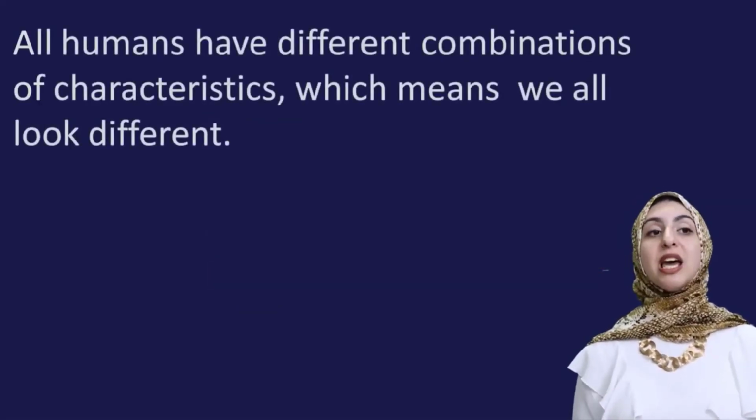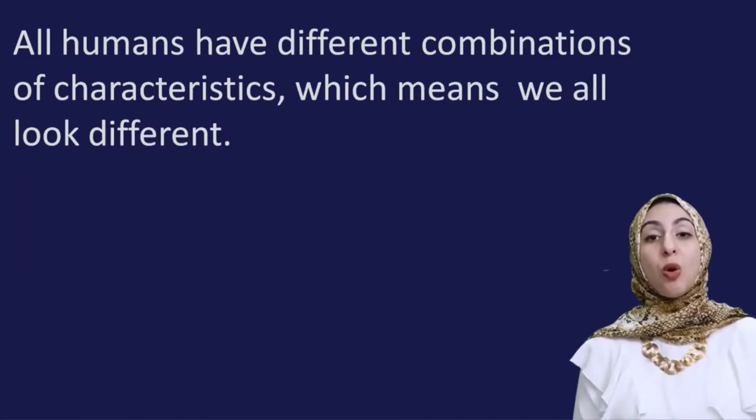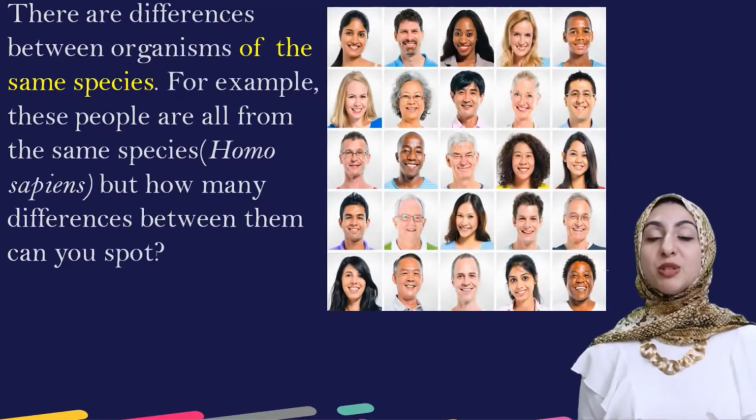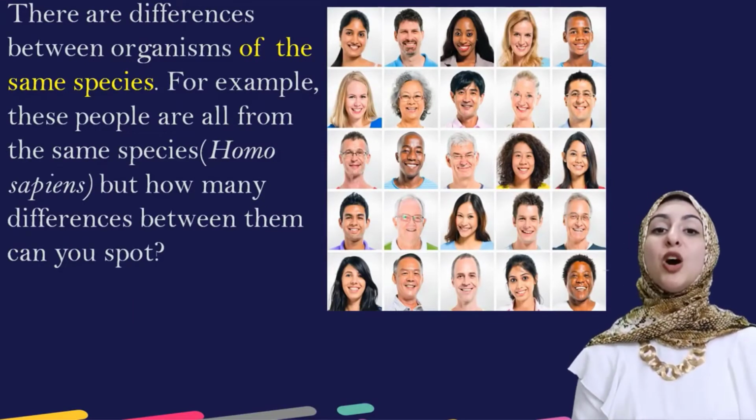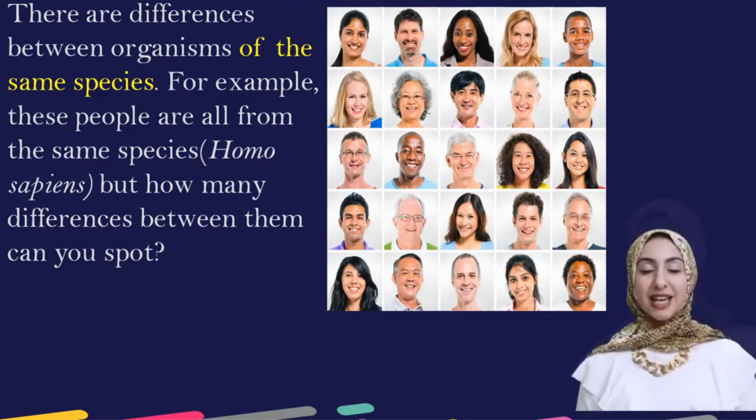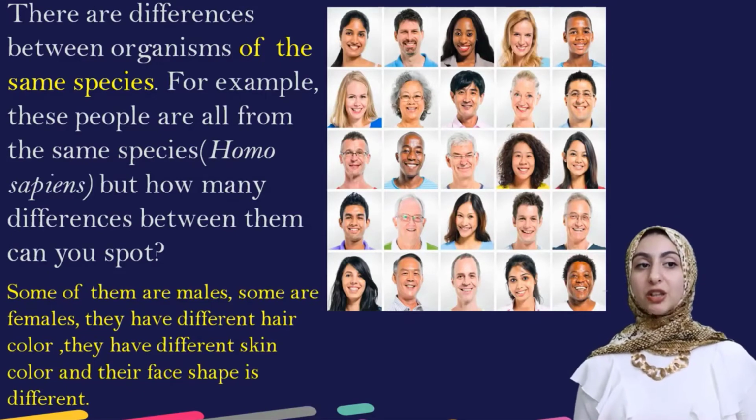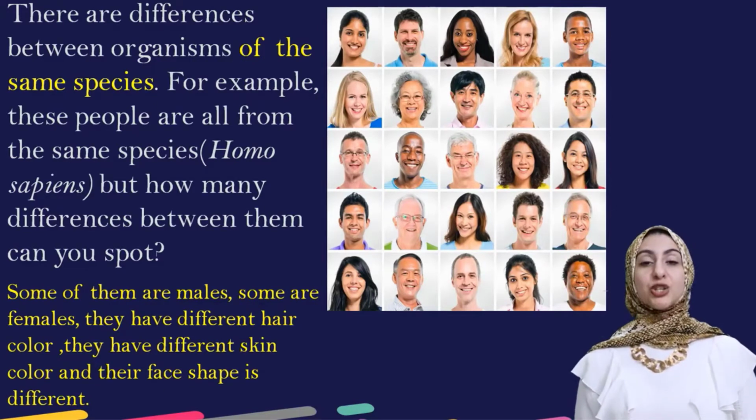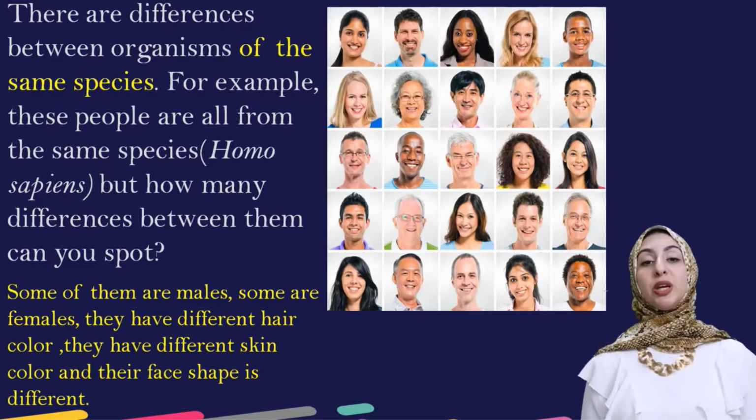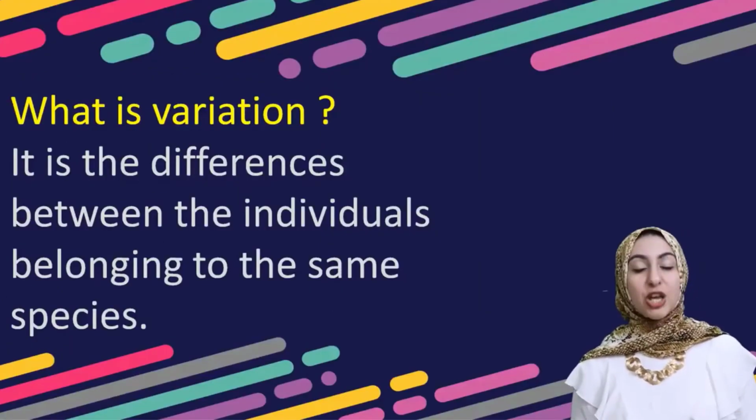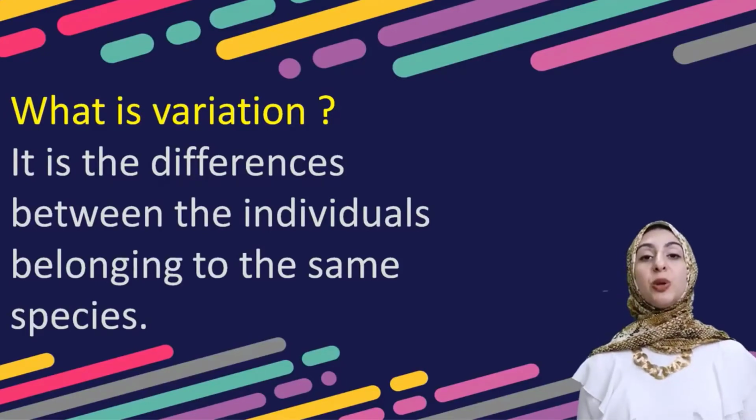All humans have different combinations of characteristics, which means we all look different. For example, these people are all from the same species, Homo sapiens. But how many differences between them can you spot? Yes, a lot. Some of them are males, some of them are females. They have different hair color, different skin color, and their face shape is different. So there are differences between individuals of the same species, which means variation. Variation is the differences between individuals of the same species.